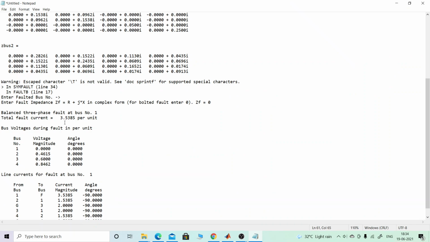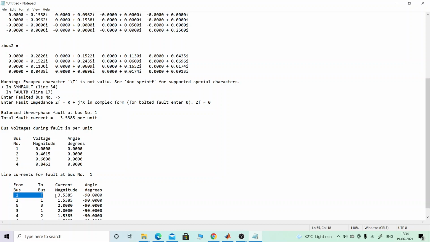ZF is equal to 0. The total fault current is 3.585. It belongs to the symmetrical fault. The symmetrical fault, that is a three-phase fault, is 3.5385 per unit value. So what should be the other values regarding the changes? We have taken the fault at bus number 1, so the voltage magnitude and the angle should be 0 there particularly. The line currents regarding the first bus are shown the same as what is shown here.